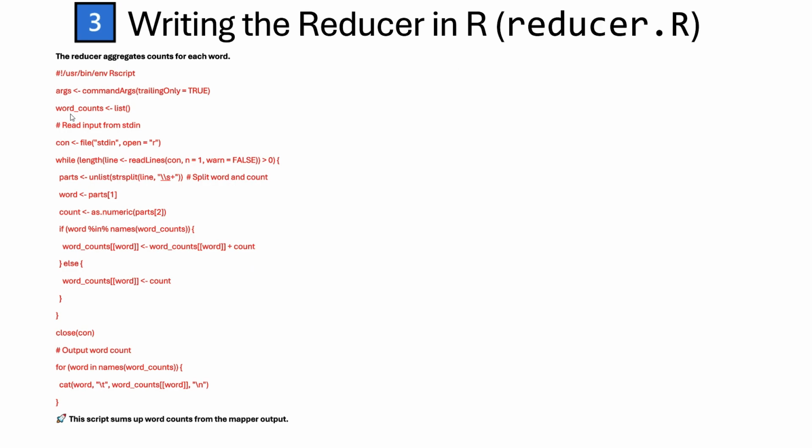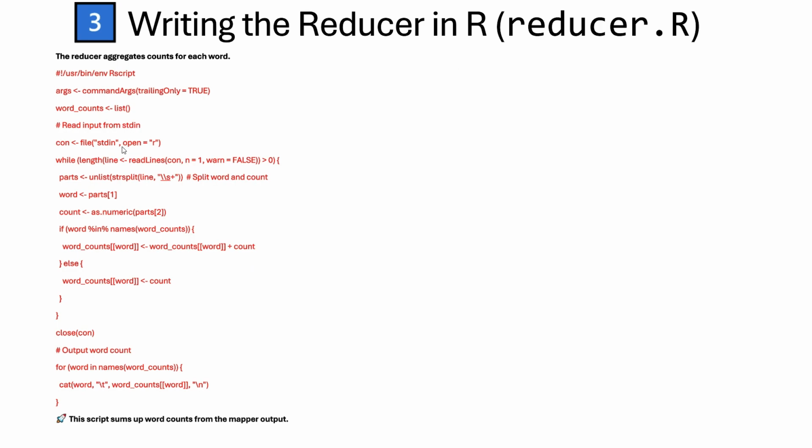To capture the command line arguments, we have this commandArgs(trailingOnly = TRUE) command. This line will capture any number of arguments that we have and not use them further in the script. And this word_counts list indicates that it is associated with a hash map, and to store the count of each unique word we have this line, where the keys are the words and the values will be cumulative counts here. So the standard input is opened here in the reading mode.